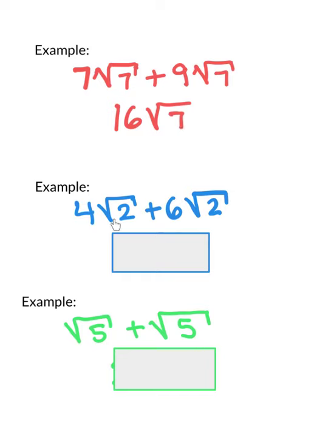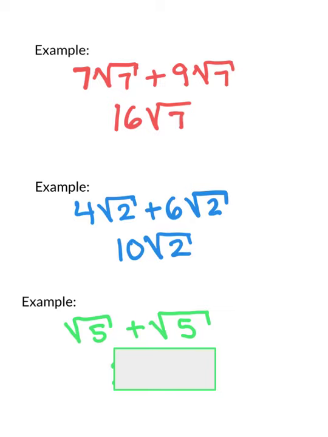So here is another example. We have 4 square roots of 2 plus 6 square roots of 2. And again, underneath the square root, they're both the same. We're going to add the front numbers together. So 4 plus 6, what is that? That is 10. And again, as you can see, it is square root of 2.